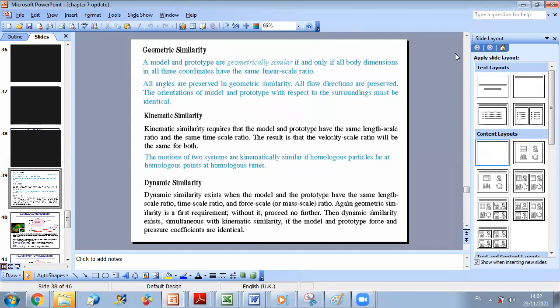So we say that to be able to extrapolate results from a model to a prototype, we have three main conditions. We should have first geometrical similarity. When we talk about geometrical similarity, this means that the model and prototype are geometrically similar if and only if all body dimensions in all three coordinates have the same linear scale ratio.